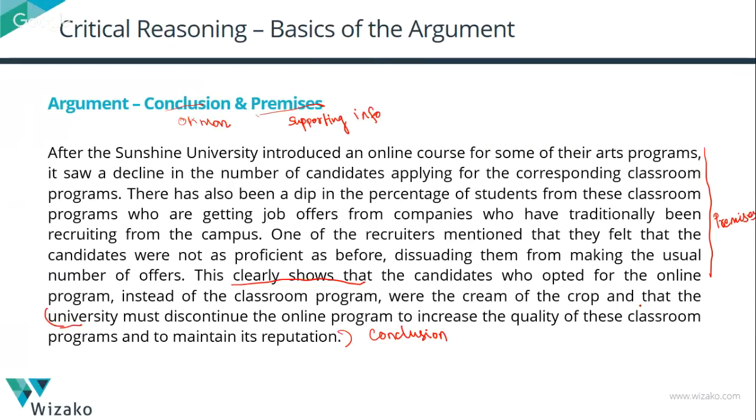Basically, the facts that are used to show that the university started an online program, that there has been a decline in the number of candidates applying for the corresponding classroom program, that there has been a decline in the percentage of students who are getting recruitments and job offers, and the opinion of one of the recruiters that he thought the candidates were not as proficient. All of these are the facts, the premises that are being used in the argument in order to lead to this conclusion in the argument.